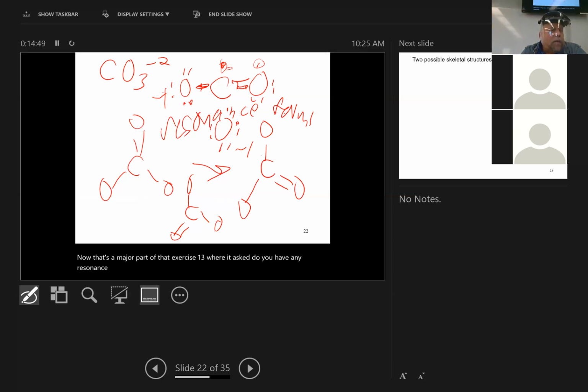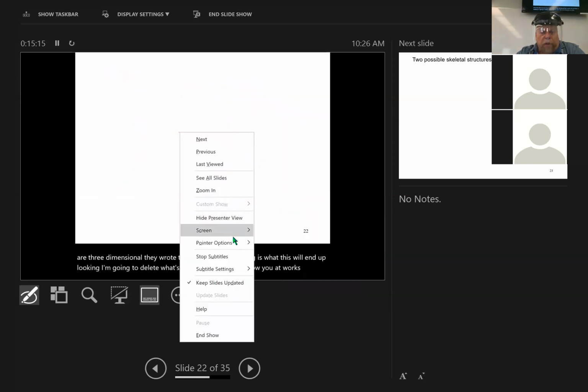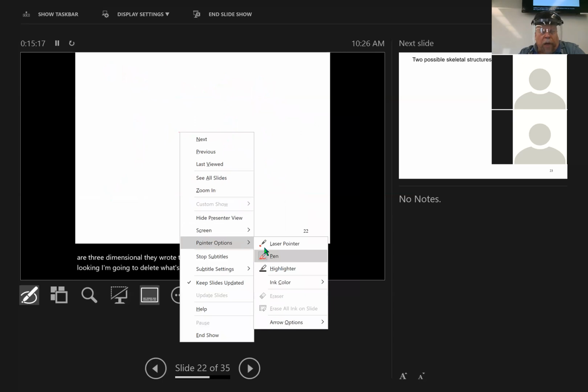Yes. Are isomers going to be on the test or just? Yeah, we'll talk about isomers in the next slide. Okay. So resonance forms is like we can rotate the bonds just around the structure. Correct. Because they're 3-dimensional, they rotate anyway. The key thing is what this will end up looking like, and I'm going to delete what's on the slide and just show you how it works, but it's in the video.